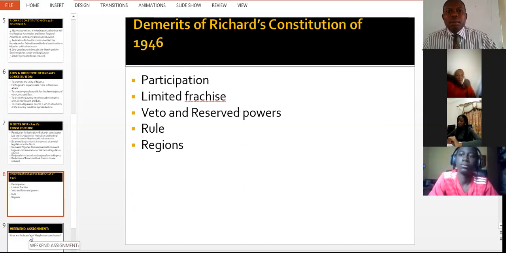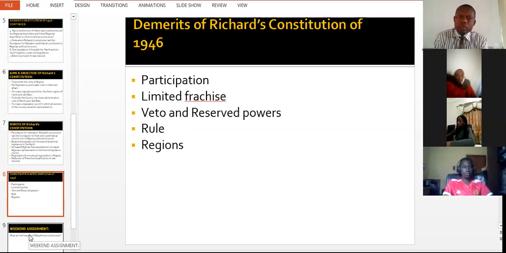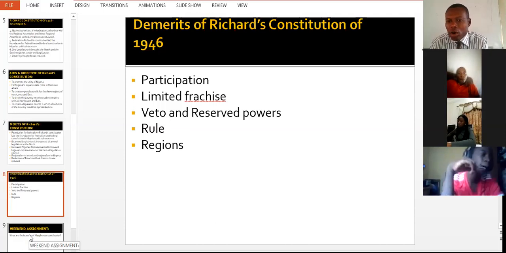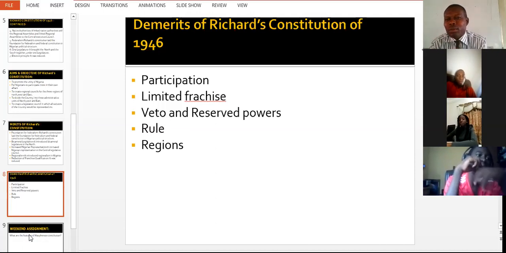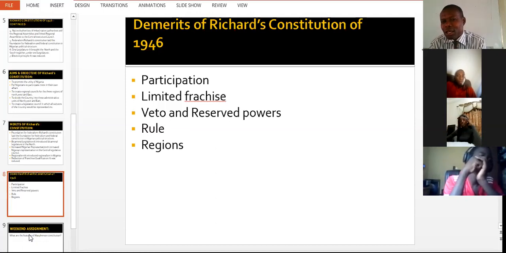All right, the merit of the Richard Constitution of 1946: participation. Actually, it allowed more Nigerians to participate in their governance. Then number two, limited franchise. Another disadvantage is that more Nigerians were not actually participating. They didn't really participate because of even the money. Many Nigerians couldn't even afford that 50 pounds. So in a way, that was not even good enough.